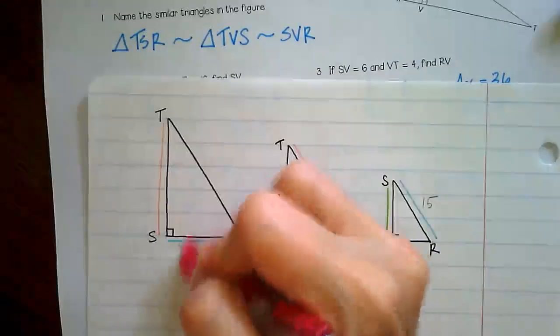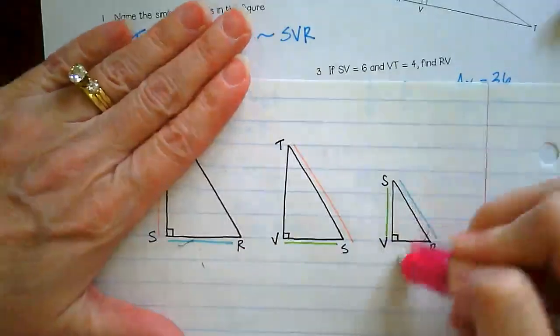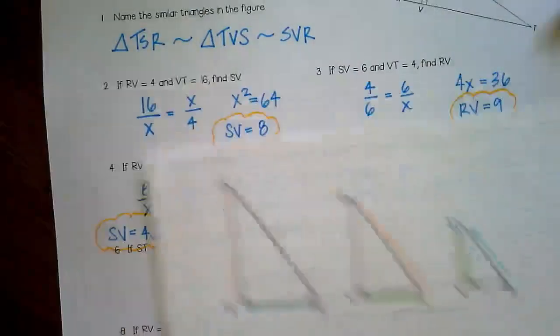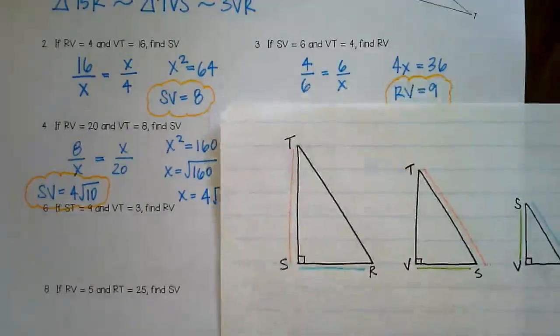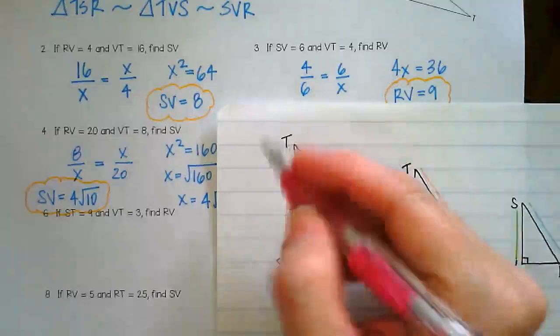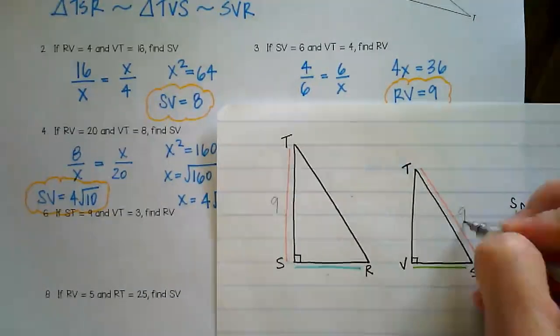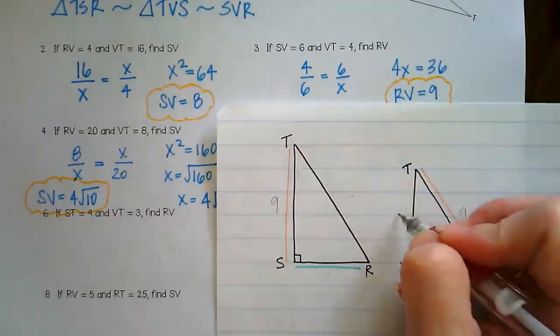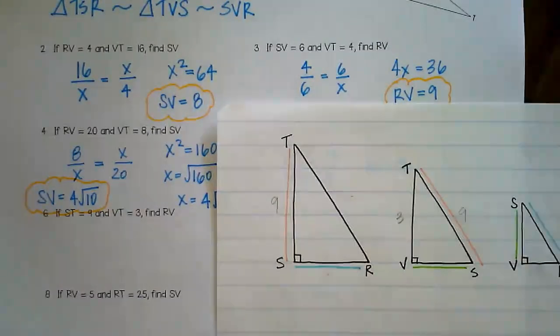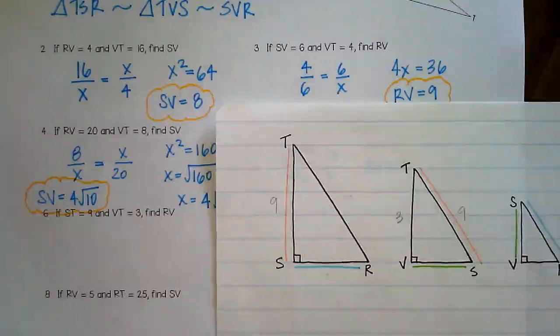Okay, next up. Get these out of here again. All right. Okay, ST is 9. So here's ST, and I can see it matches up with another. And then VT is 3, which is that one right there. And we need to find RV, which is that one right there.